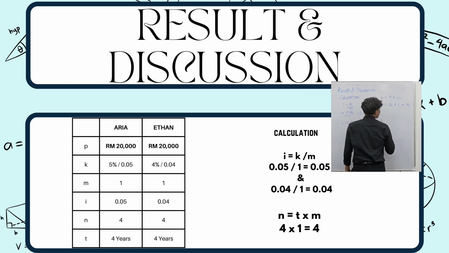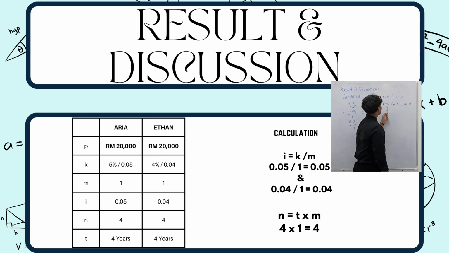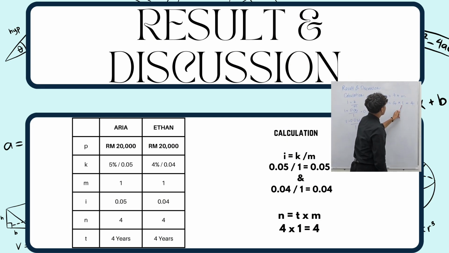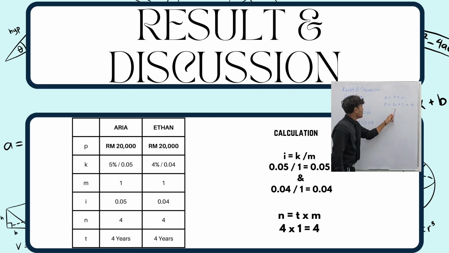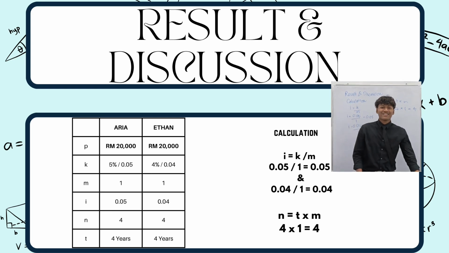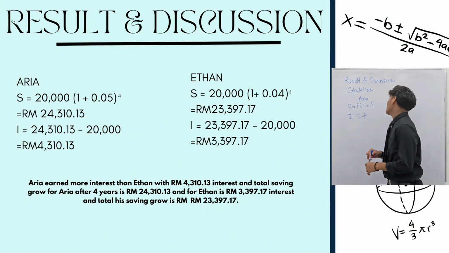For the n, the formula is t times m. The t is 4 and the m is 1. So n equals 4 times 1, equals 4. Okay, that's all.